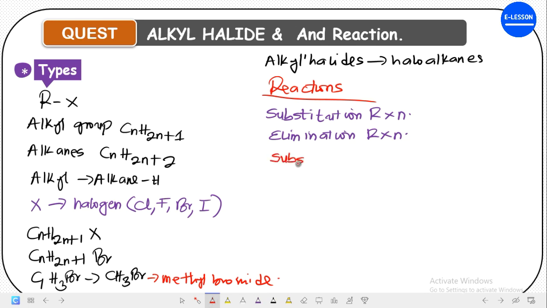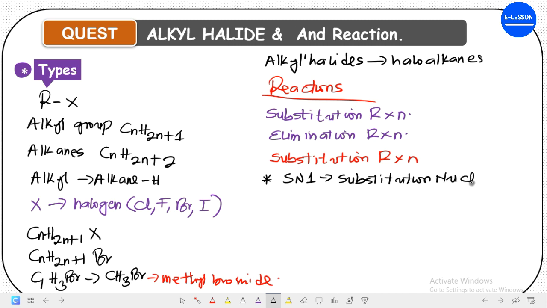The substitution reactions of alkyl halides can further be classified as SN1, which is substitution nucleophilic unimolecular, or SN2, which is the same thing, substitution nucleophilic, but this one is bimolecular.